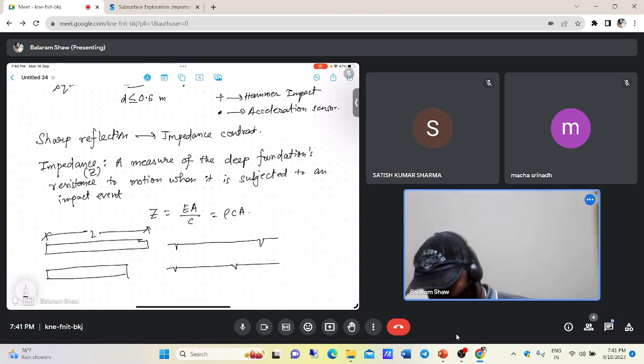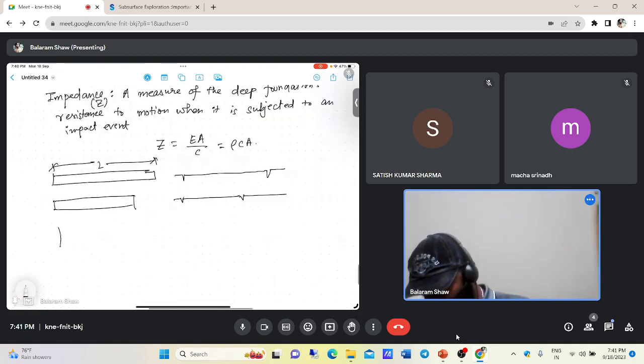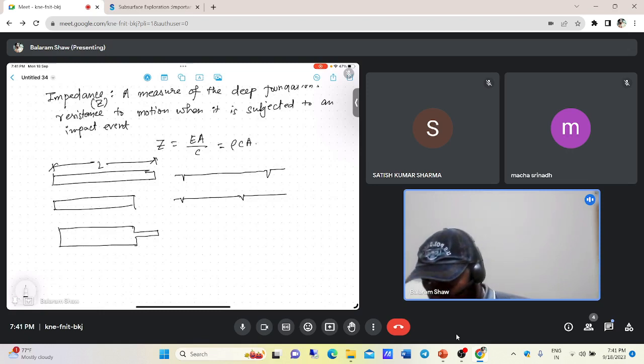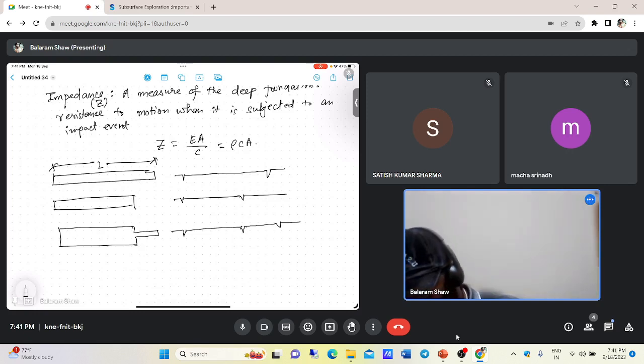And if there is some change in the cross section, it's going like this, and then we have some change in the cross section, then what will happen? It will be going like this, reflected back will be like this, and again there will be some reflection here. So this means what? There is a decrease in cross section at deeper depths.